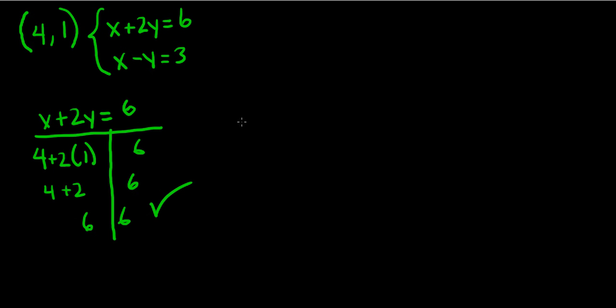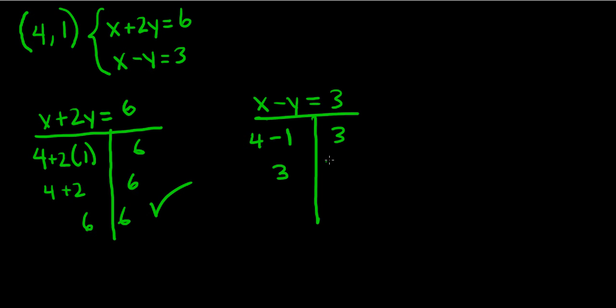Now we have to see if it's a solution of the second equation. So we have x minus y equals 3. We're going to plug in our x and y again. So x is 4, minus y, which is 1, equals 3. So 4 minus 1 does indeed equal 3. So it also is a solution there. The ordered pair (4, 1) makes both equations true. So (4, 1) is a solution of the system. If (4, 1) did not work for one of the equations, then it would not be a solution of the system.